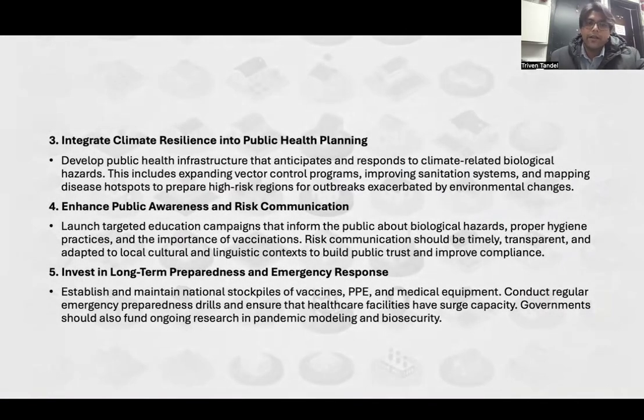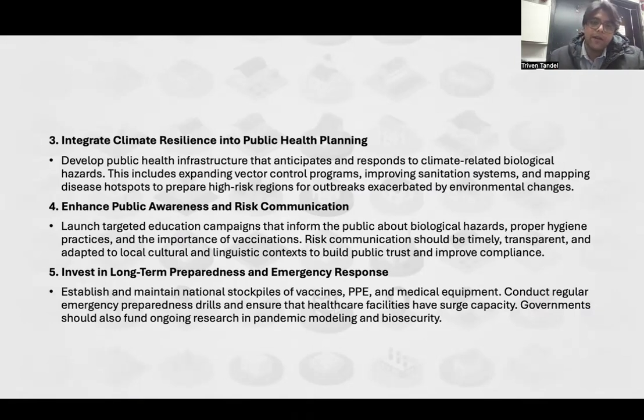The third one is integrate climate resilience into public health planning, same as I explained. The government should implement different departments for different regions to respond to climate-related biological hazards. It includes expanding vector control programs, improving sanitation systems, like providing proper sanitation or biological prevention systems like PPE. And where there are high-risk areas, the government should restrict the area and prevent access by studying the whole scenario, and also implementing good sanitation for the public and the places.